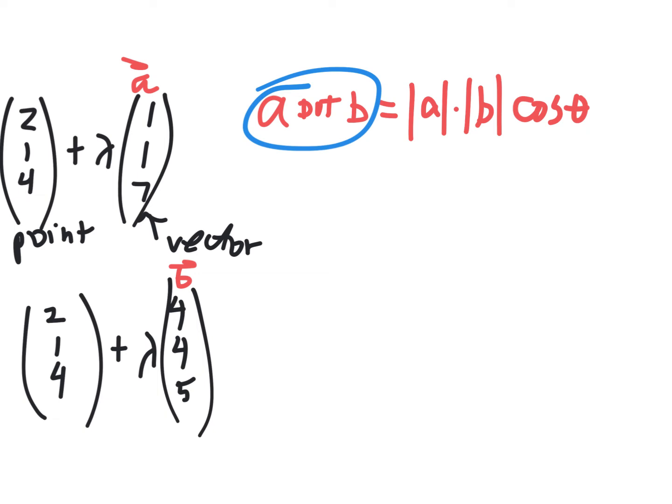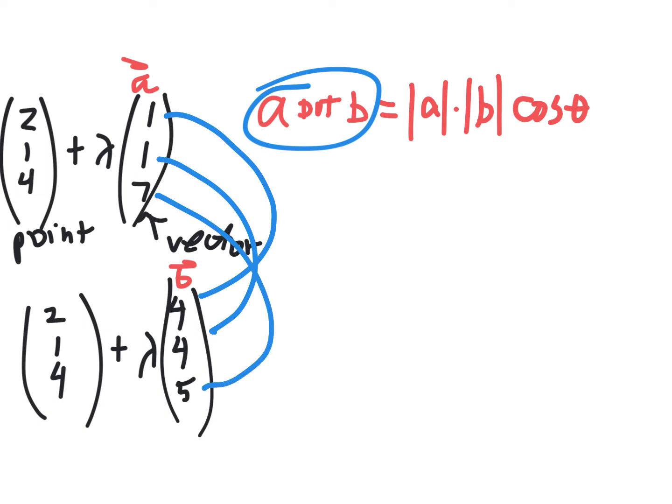Did you get 43? And that was again 4 times 1, 4 times 1, and 7 times 5. So it's 35 plus 4 plus 4. It's 35 plus 8, 43. And then you could find the magnitude of A. Remember, that's the vector, not the 214.